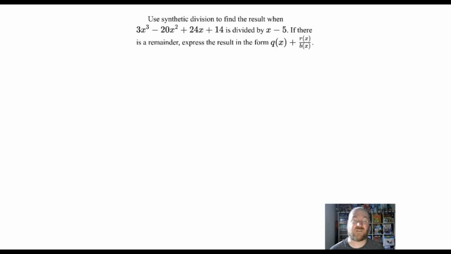Hi everyone, in this video we're going to talk about synthetic division. So this question says use synthetic division to find the result when 3x to the third minus 20x squared plus 24x plus 14 is divided by x minus 5. If there is a remainder, express the result in the form q of x plus r of x over b of x. Okay, so synthetic division is a shortcut to long division.